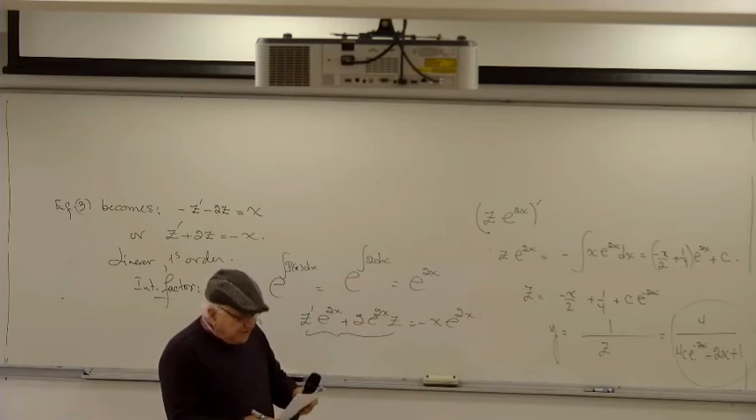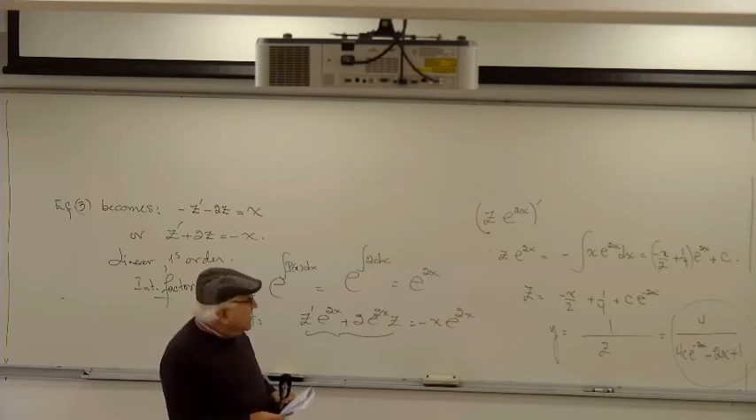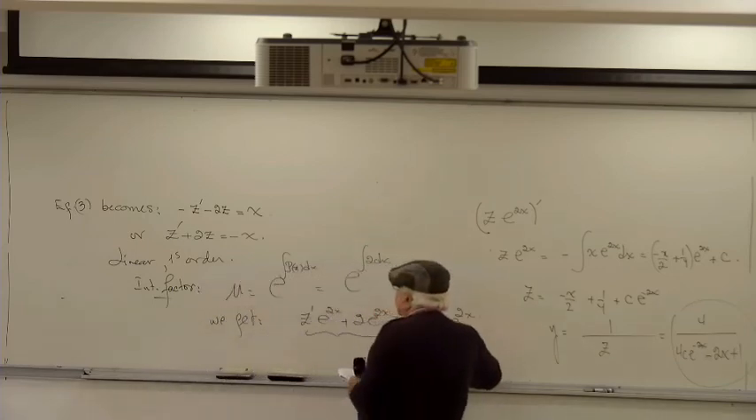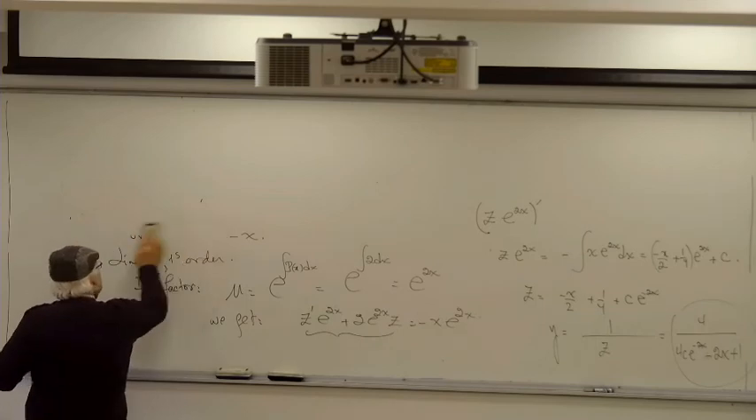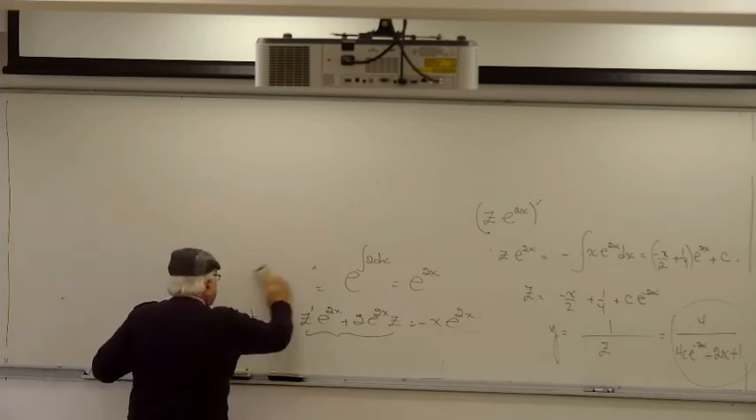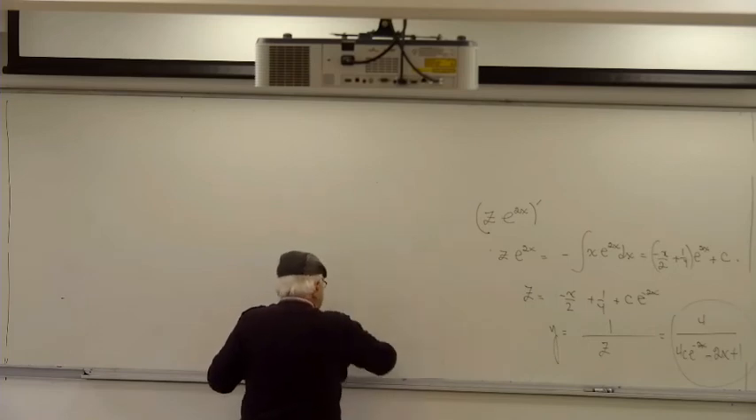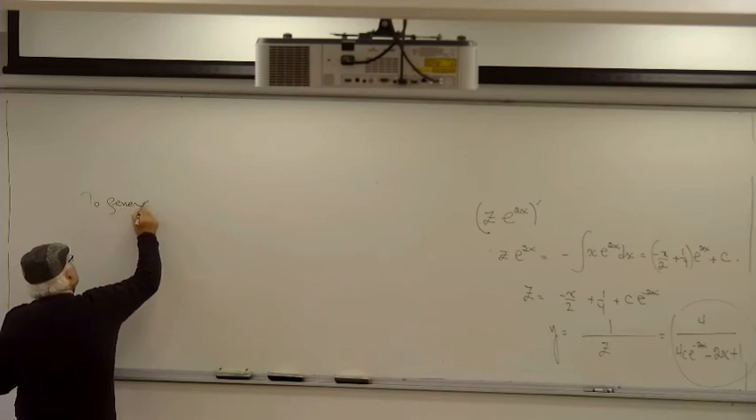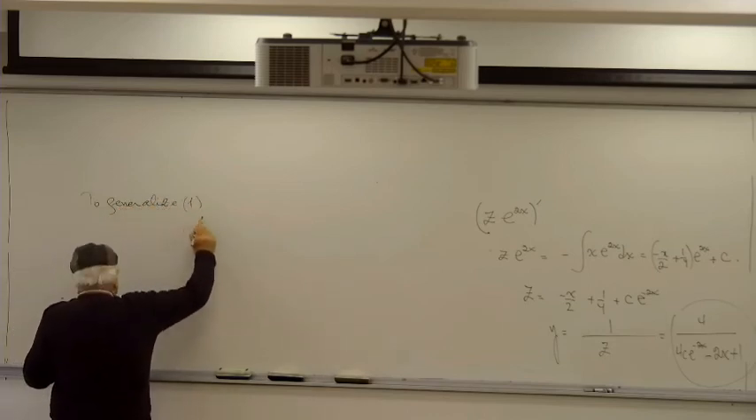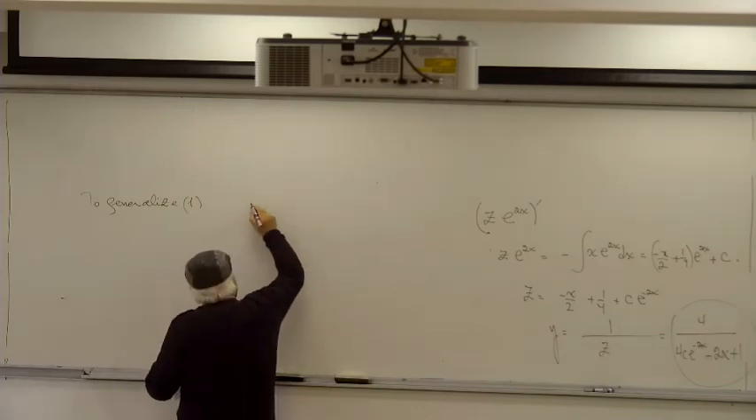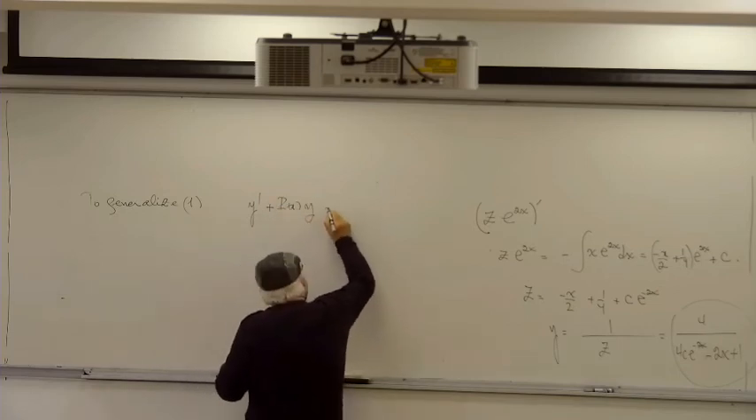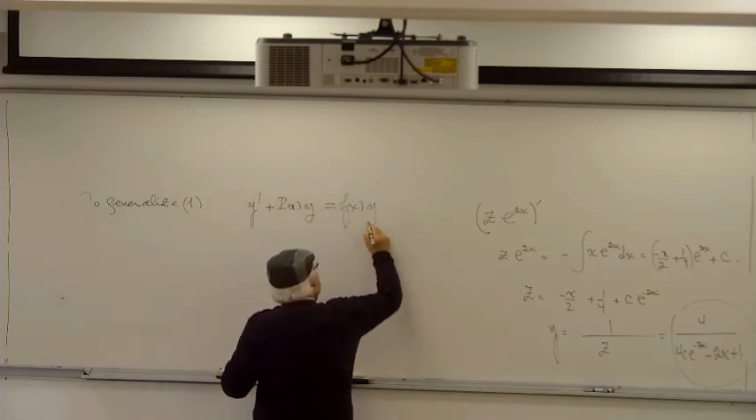But this is just an example. Okay, now let's go to the general situation. What happens when we have the basic equation 1, which is of the Bernoulli type? Now let's find out how we can do the general solution of this type of equations. To generalize, equation 1, which is actually here, I will repeat it: y prime plus p of x y equal to f of x y to the power n.